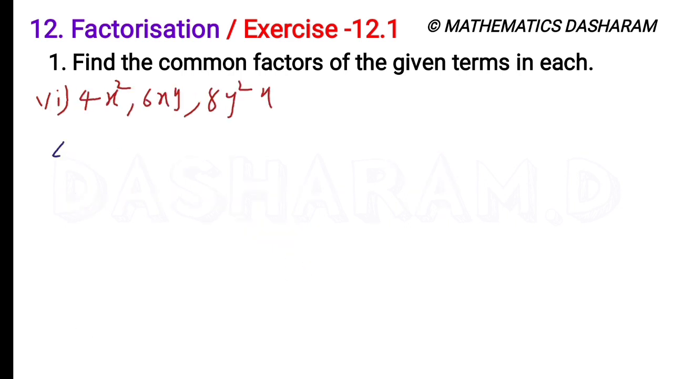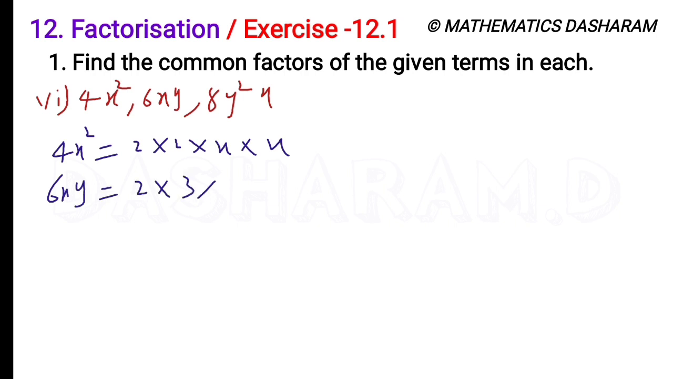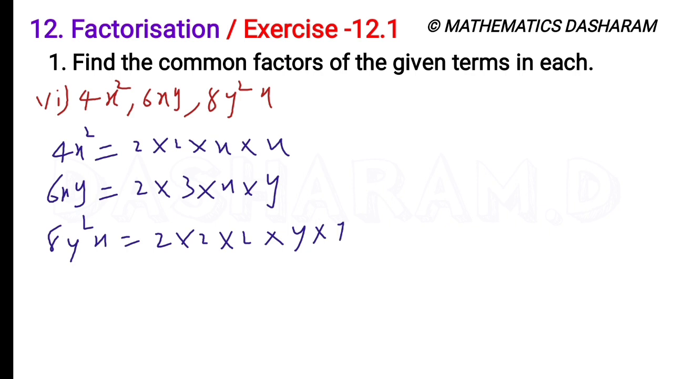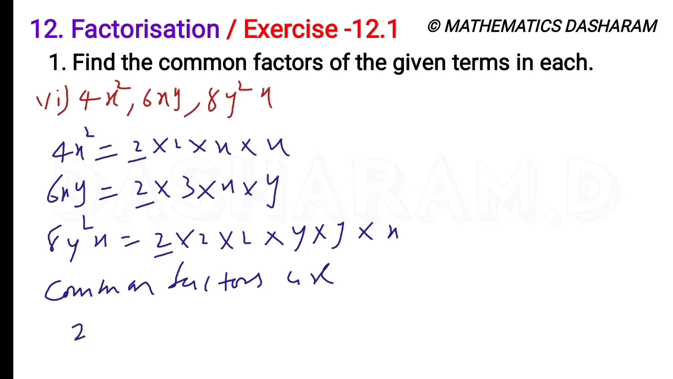Next, the sixth problem. 4x square equals 2 into 2 into x into x. 6xy equals 2 into 3 into x into y. 8y square x equals 2 into 2 into 2 into y into y into x. So the common factors from the 3 terms together: here 1 2 common, next 1 x common. Next, y is available in these two, but it is not in the first term, so only 2 and x.